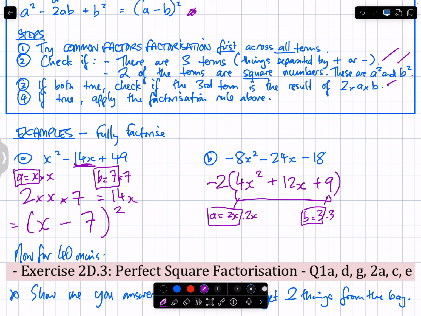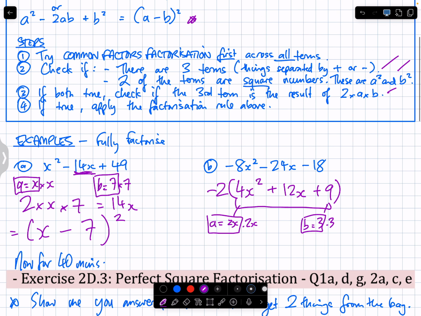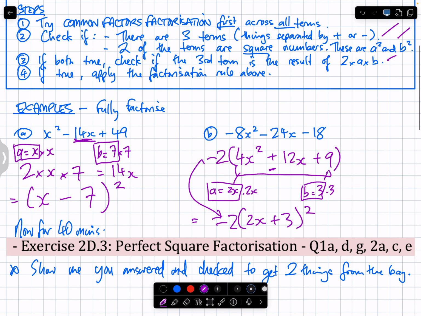So now we can apply that rule up the top. There's a plus here, so it's going to be 2x plus 3 squared. But please don't forget that we moved that negative 2 on the outside, so that negative 2 has to remain there. So you can see applying perfect squares, those 4 steps, most of them that you will encounter are like the easier one, but every so often I'll chuck in a hard one there.